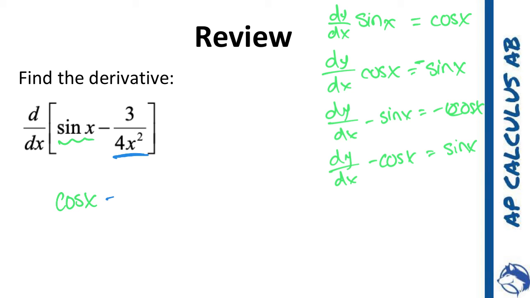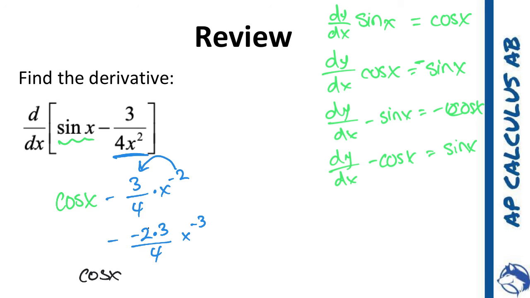I personally like to rewrite this as 3 over 4 times x to the negative 2 before I go any further. So then I know that this negative 2 comes down in front, so it would be negative 2 times 3 over 4, and it's x to the negative 3 now. So just got to rewrite it now and reduce everything, so it's the cosine of x. This 2 is going to cancel with that, so it's going to be a positive 3 over 2x cubed.